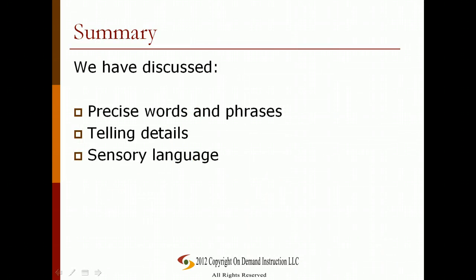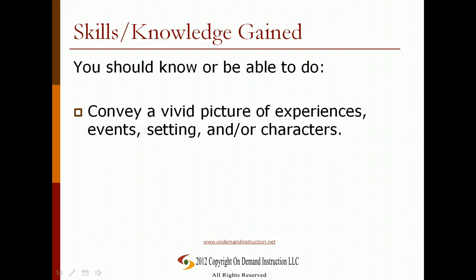We've come to the end of our session. We have discussed precise words and phrases, telling details, and sensory language. By the end of this session, you should know or be able to do the following. Convey a vivid picture of experiences, events, setting, and/or characters. This information should help improve your writing skills. Good luck with your writing.